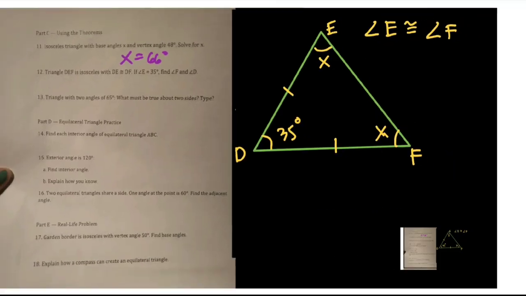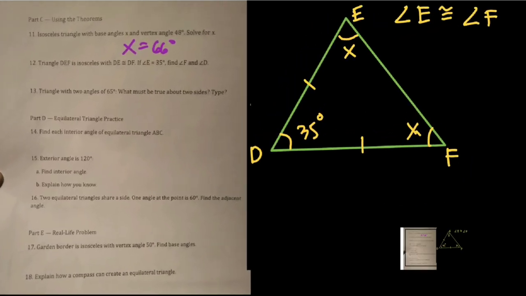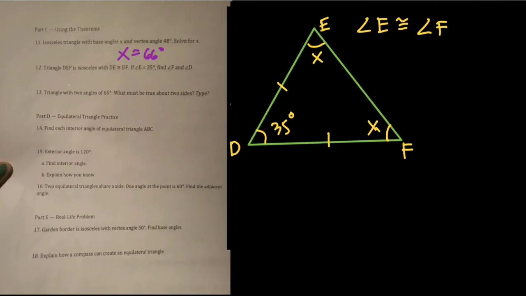Angle F. It's already given here that angle E is 35. Hold on. Angle E is 35, this one. So since angle E is congruent to angle F, that means angle F is also equal to 35 degrees. We don't need the X here.